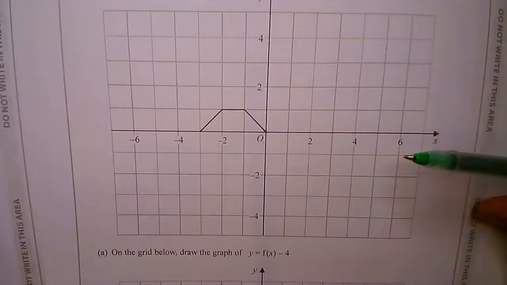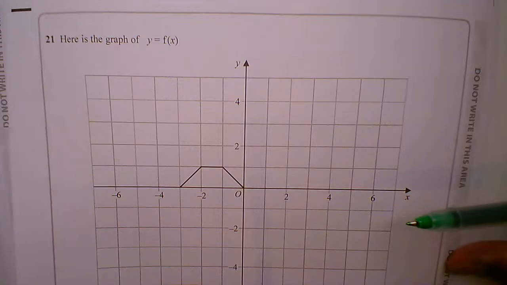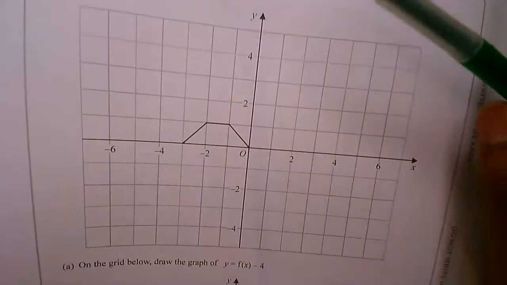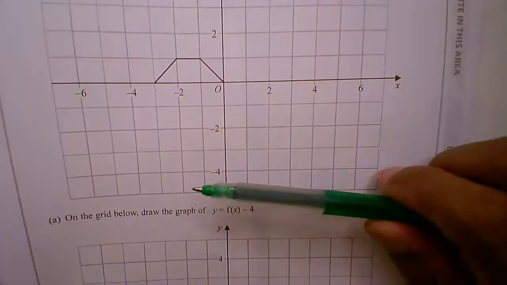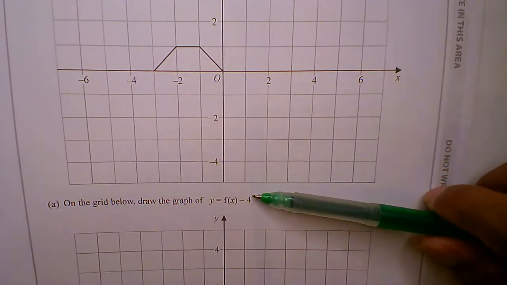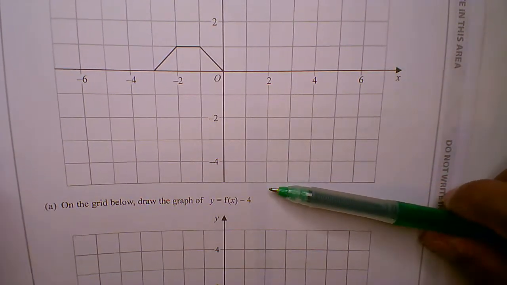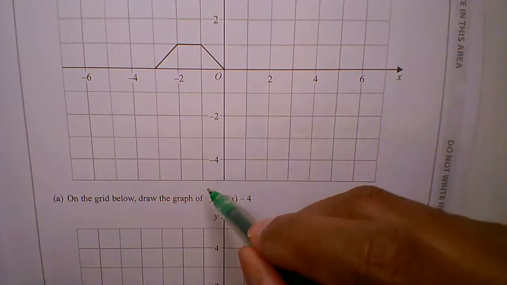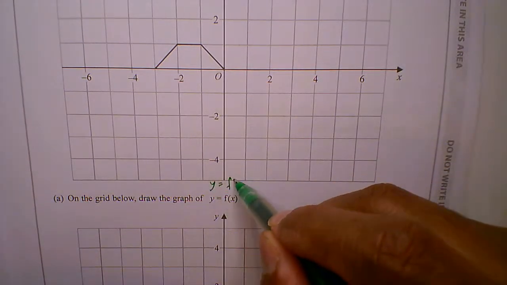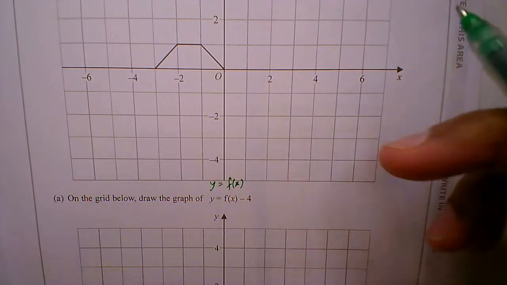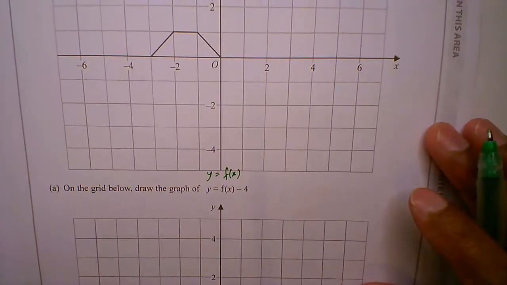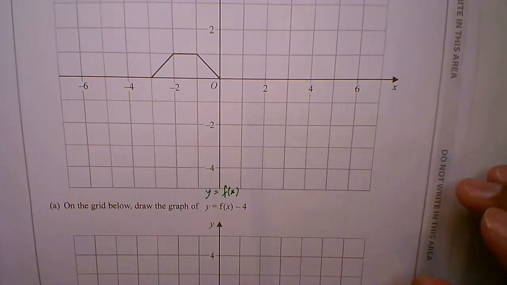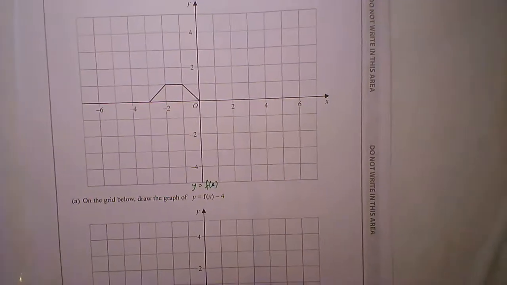And then we have this here, question 21. Okay, so here is the graph of y equals f of x. On the grid below, draw the graph of y equals f of x minus 4. So this is something, transformation. So if I put here y equals f of x, this is actually a reasonably quick question that we can do reasonably quickly. So I'll give you a few seconds to try that question.